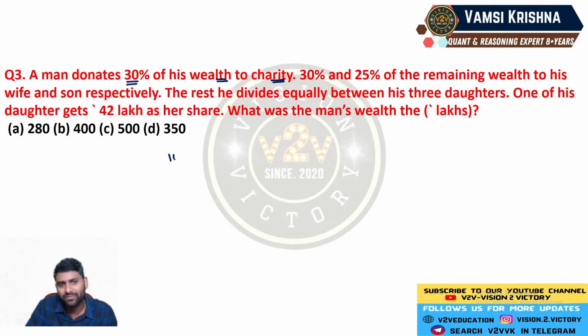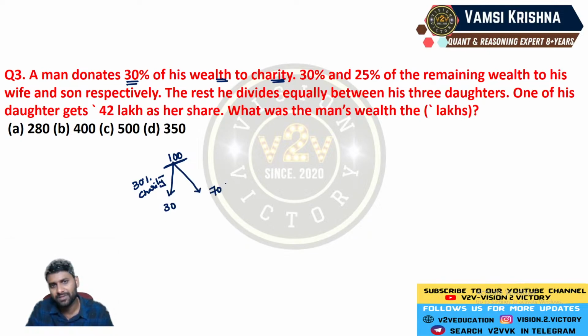Let us assume that the wealth of that person is exactly equal to 100. Now he gives 30 percent of wealth to charity. Means out of 100 units, he donated 30 units as charity. Now, after donation, what is left is the remaining amount. So the remaining amount is exactly equal to 70 units. Now from these 70 units, he distributed 30 percent share to his wife and 25 percent share to his son.